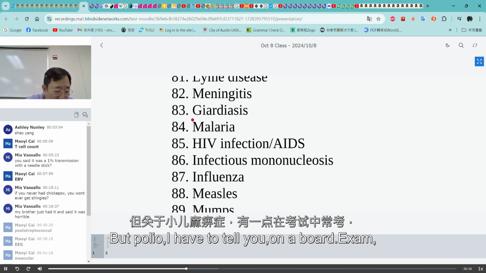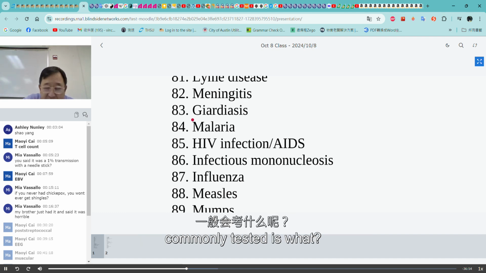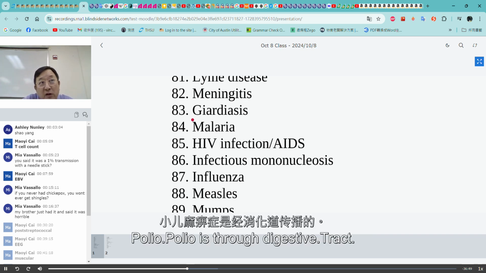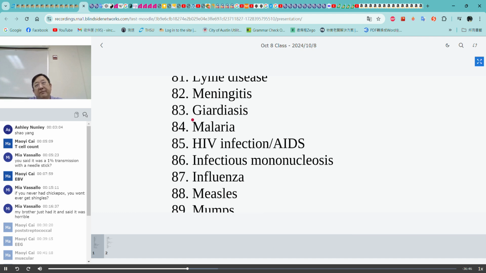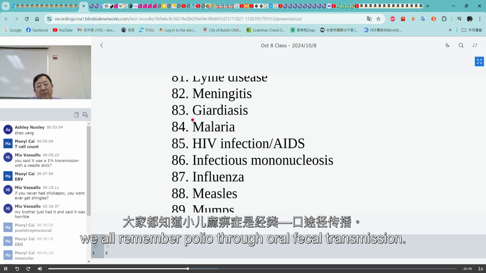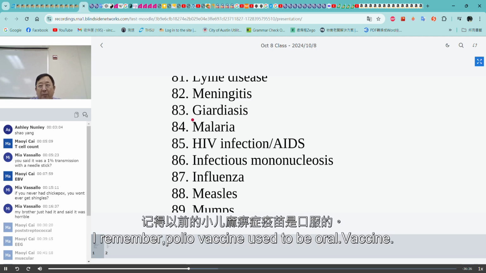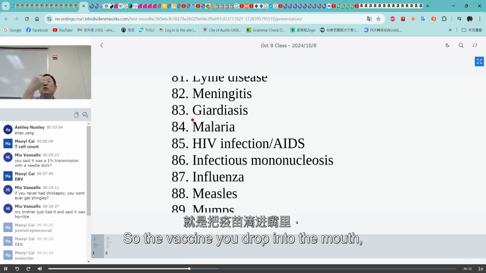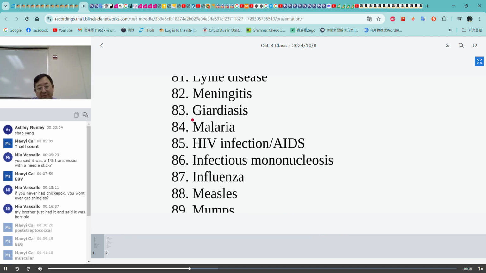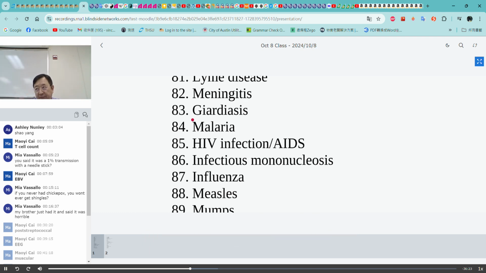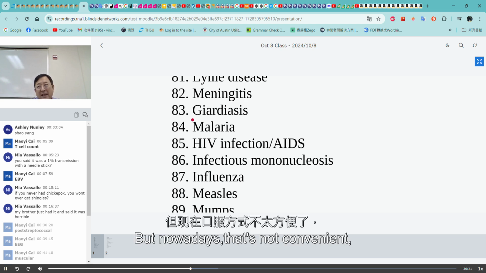But polio, I have to tell you, on a board exam, commonly tested is how it is transmitted. Polio is through the digestive tract. In the past, we all remembered polio through oral fecal transmission. But nowadays, it seems like people cannot remember. What's the reason? I remember the polio vaccine used to be an oral vaccine. You drop the vaccine into the mouth and let the baby swallow it. This is why it's swallowed: digestive transmission route.